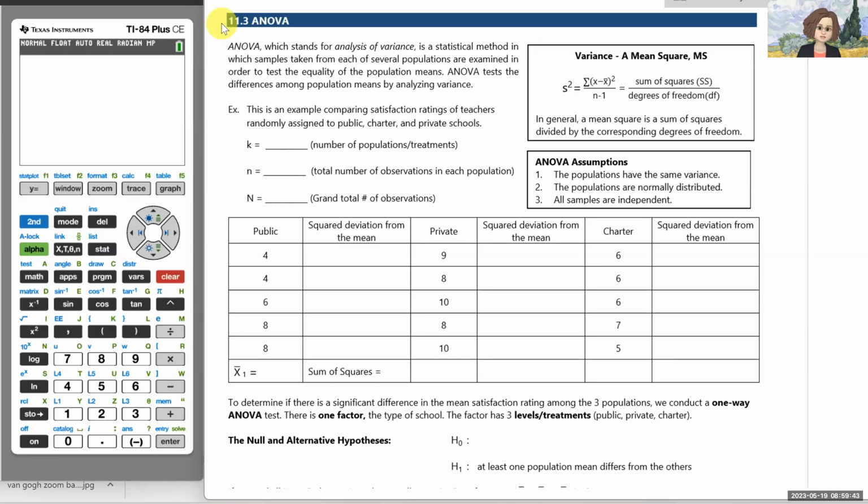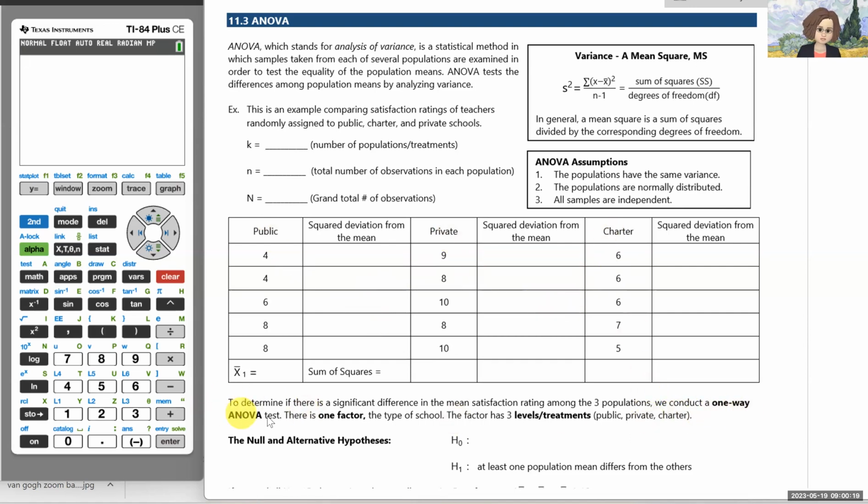Welcome. We are now ready to learn about something called an ANOVA test. ANOVA stands for Analysis of Variance, but let me introduce what it's used for by looking at this example. This is an example comparing satisfaction ratings of teachers randomly assigned to either a public school, a private school, or a charter school. What we'll be looking at is to determine if there is a significant difference in the mean satisfaction rating among those three populations.